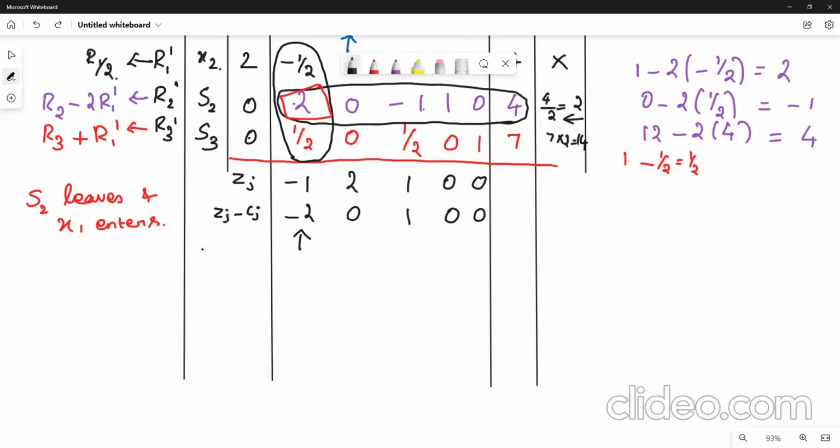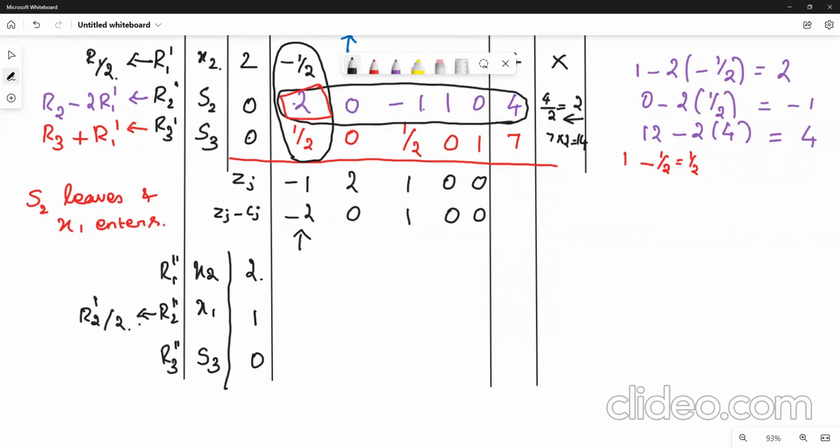So next phase, X2 as such. Cost of X2 is 2. S2 leaves. In the place of S2, X1 enters and S3 as such. Cost of X1 is 1. Cost of S3 is 0 as such. Next, newly formed row, I name it as R1 double dash, R2 double dash, R3 double dash. Now my task is to make this entry 1. That is, to make 2 1, I have to divide by 2. So the row operation I identified is I have to divide R2 dash throughout by 2.